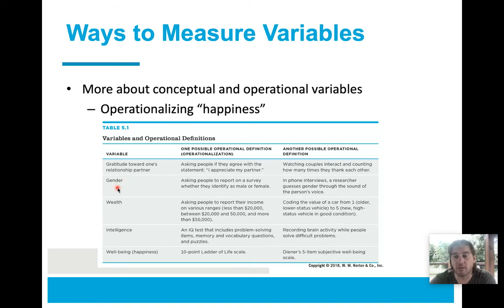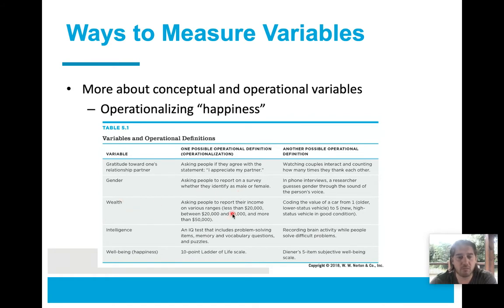So let's just take gender, right, which seems super easy. Let's just ask people whether they identify as male, female, or other. However, you could imagine a more crude measurement of gender, such as using the sound of a person's voice to assume what gender they are, right? There's going to be some inaccuracy there. That's probably a poor operationalization of the variable. We want to just ask them whether they identify as male, female, or other.